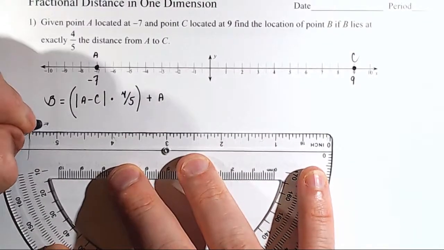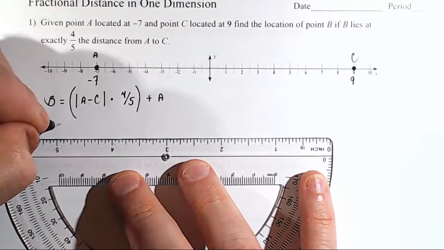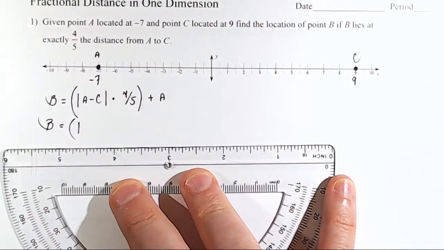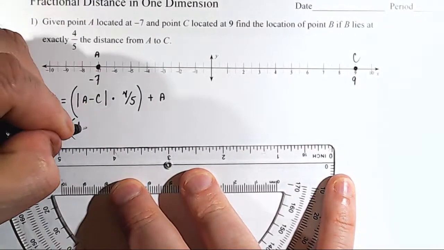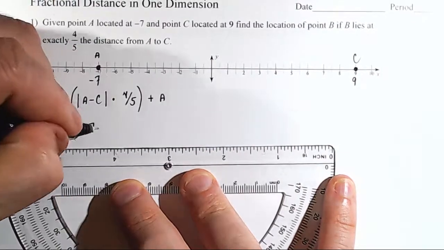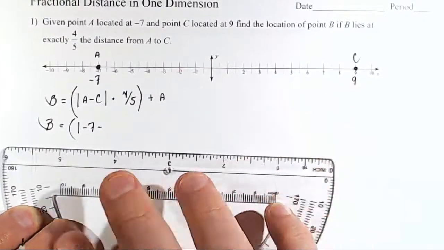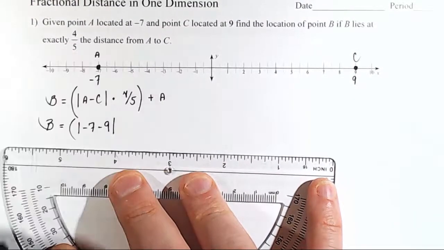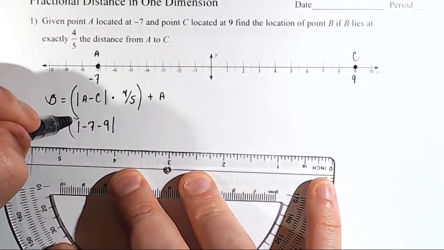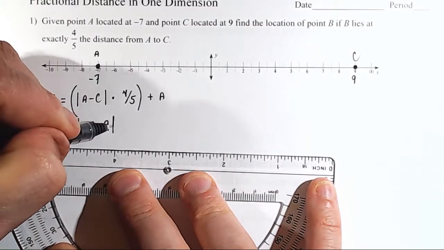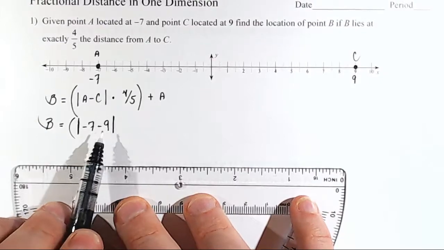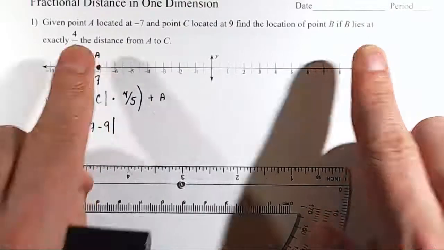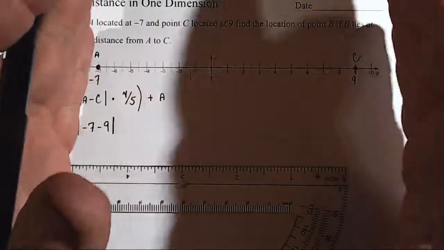So that means that point B will be located at, open parentheses, absolute value, and then point A was -7, minus C was 9. You'll see why I put the absolute value bars here in a moment, because -7 minus 9 will give me a negative number. There's no such thing as a negative distance, so we want to find the absolute distance.